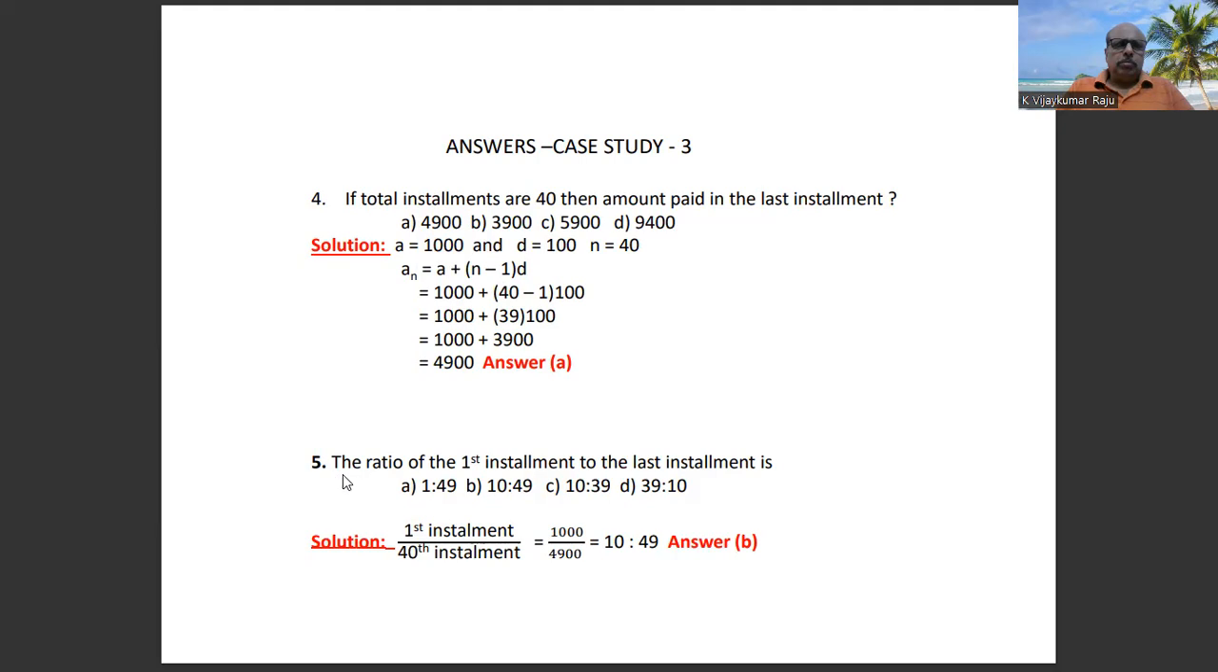The fifth question: the ratio of the first installment to the last installment. First installment divided by 40th installment. First installment, how much has he paid? 1,000 rupees. What is the 40th installment? Just now we have calculated 4,900. Put it down. Zeros will cancel. So 10 is to 49. So the ratio of the first installment to the last installment is 10 is to 49. So the answer is option B.